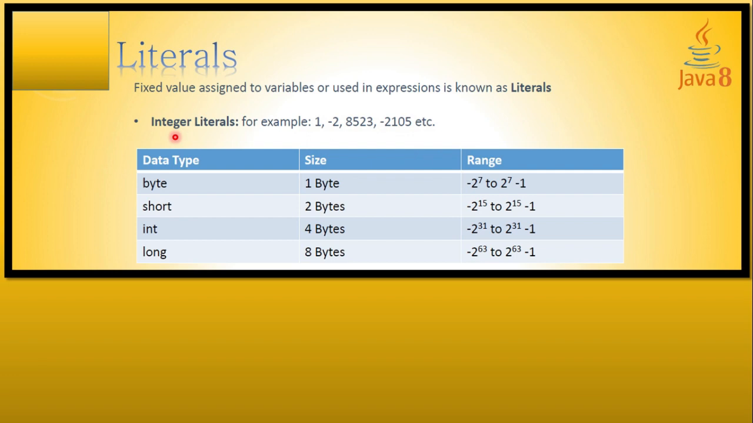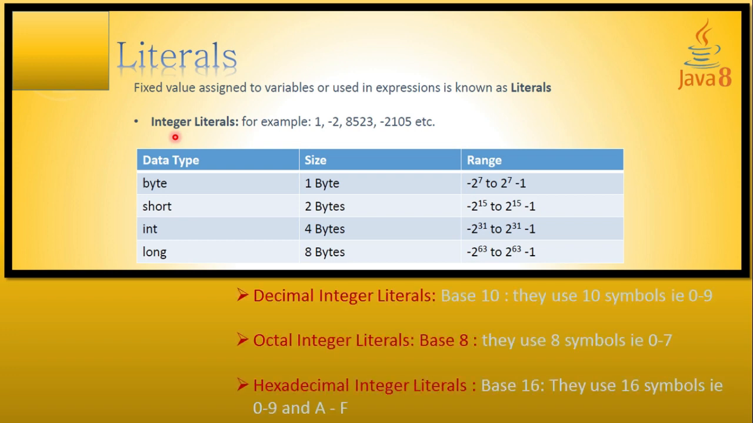Now we are going to discuss literals. Literal means constants. A fixed value assigned to variables or used in expressions is known as a literal. In other languages it is known as constants. See, we have integer literals. The first category is integer literal. We are going to discuss various integer literals, and before that you should know what integer literals are.